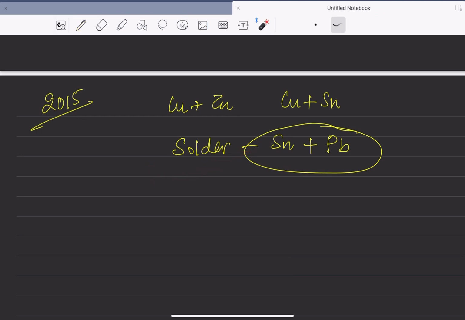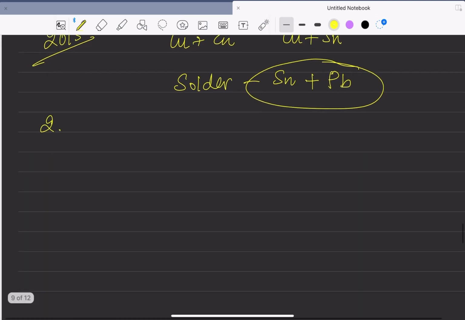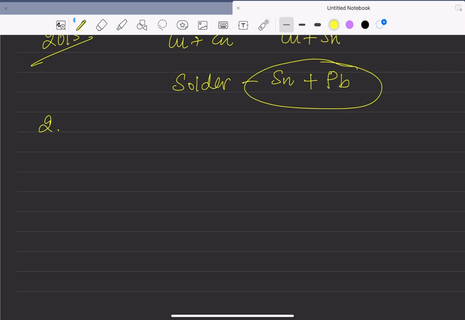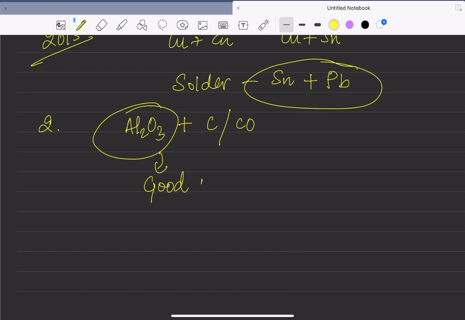Then next question, number 2 from 2015. Give scientific reason: zinc oxide can be reduced to zinc by using carbon monoxide, but aluminium oxide cannot be reduced. You see, last time when we planned the extraction of metals, I told you aluminium oxide cannot be reduced by any reducing agent, cannot be reduced by carbon or by carbon monoxide. The reason was aluminium is a strong electropositive metal, so it's a good reducing agent. And because these metals themselves are good reducing agents, their oxide ores cannot be reduced by carbon or carbon monoxide.